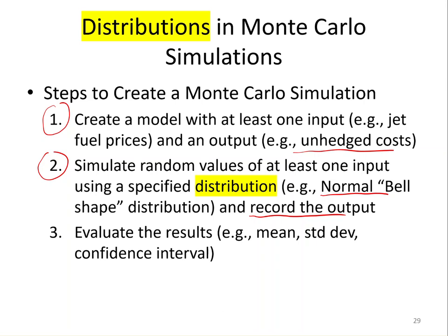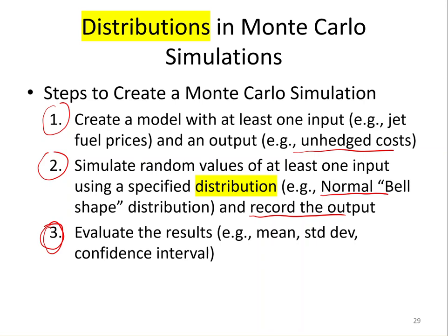Once you've run, say, those 10,000 possible random variables for, say, appreciation of jet fuel, you then evaluate the results. What that means is compute the mean, the standard deviation, the 90% confidence interval, the min, the max, so that you'll learn more about the model in question.